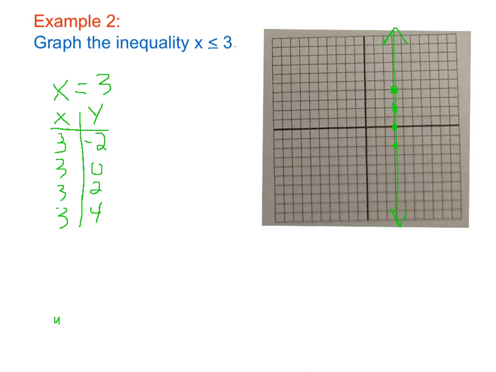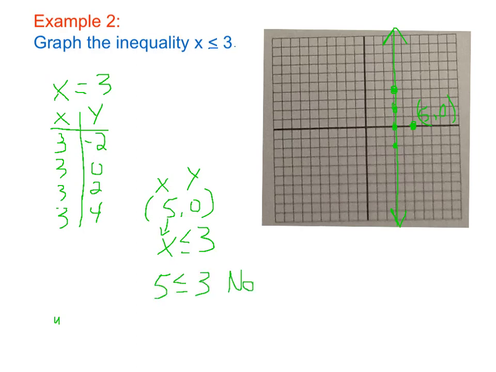Now we want to pick a point and test it. So let's say we pick this point. And the coordinates of that point are 5, 0. So if we look at the inequality, we've got x less than or equal to 3. We want to test out the point 5, 0. Again, keep in mind the first is the x, second is the y. We only have an x value, so we're just going to plug that in. And is 5 less than or equal to 3? No, it's not. So we want to shade so we don't include that point because it doesn't work. So we're going to shade everything over here.